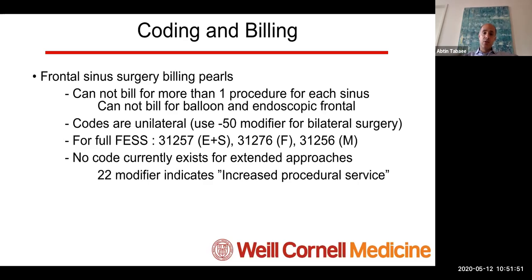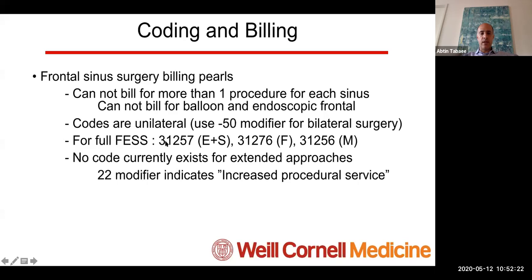So if you did a trephine and an endoscopic surgery, it's unlikely you're going to get paid. Probably worth fighting them on this because it is significantly more surgery, more complicated, and they're really separate techniques, but it may be unsuccessful. The frontal sinus codes are unilateral, so if you do both-sided surgery, make sure you append with a 50 modifier. And for full FES, there's not really a right way of doing this, but the commonly done way is to carve out the frontal as its own code and do the combined ethmoid and sphenoid code.